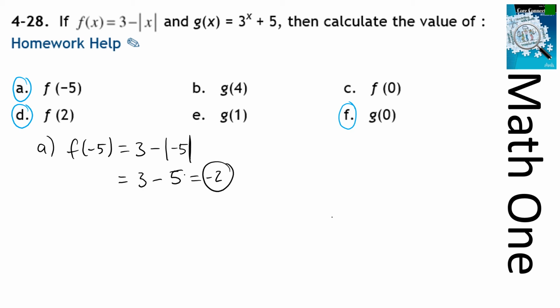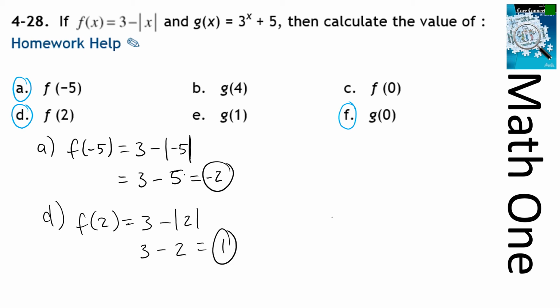D, let's see, A, B, C, D. Let's look at D. This is also f. This is f of 2, and that's going to equal 3 minus the absolute value of 2. Well, the absolute value of 2 is 2. So this is 3 minus 2, and 3 minus 2 is equal to 1.